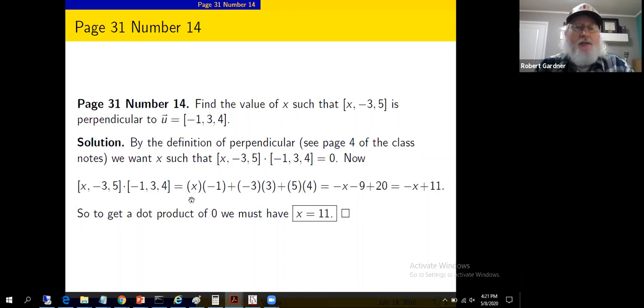In this case, compute the dot product. It looks like we get -x plus 11. You want that dot product to be 0, take x to be 11, and that dot product will be 0. So if we take x to be 11, then this vector and that vector will be orthogonal or perpendicular. Why? These are dot products, 0 then. It follows from this line right here.